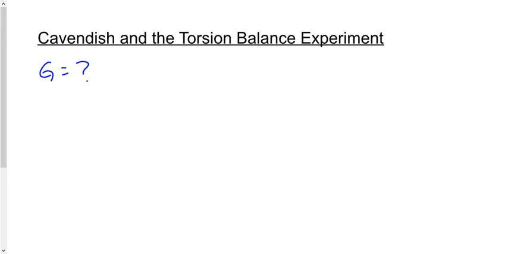So Cavendish devises this brilliant experiment to determine the value of G. And I'm going to simplify it a little bit, but it's going to give you the gist of what was going on there. We have a ceiling, or the top of a box. Attached to that is a string.